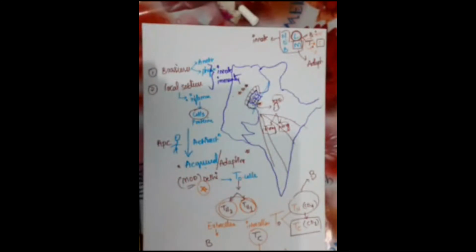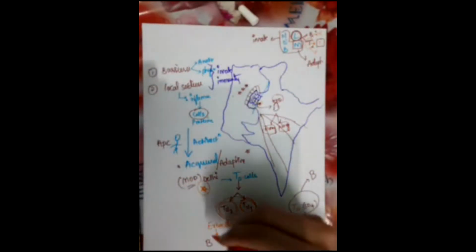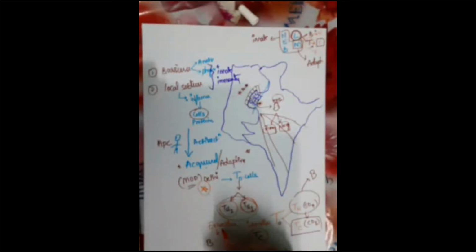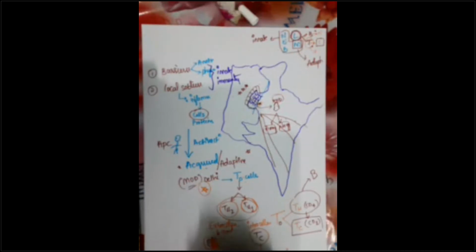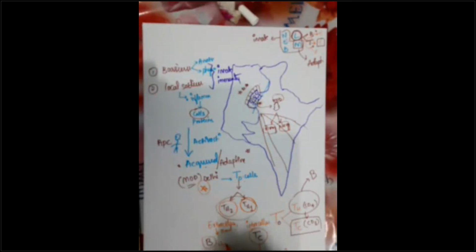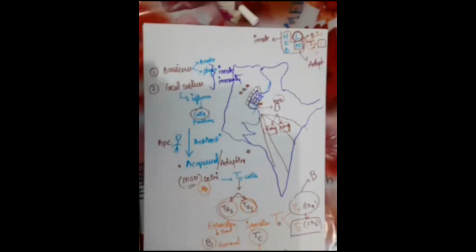Your other bacteria like Staphylococcus, Streptococcus, and hepatitis viruses are all extracellular. That means they are found in the blood. Then which immunity has to be activated? B cell immunity, or humoral immunity, has to be activated.